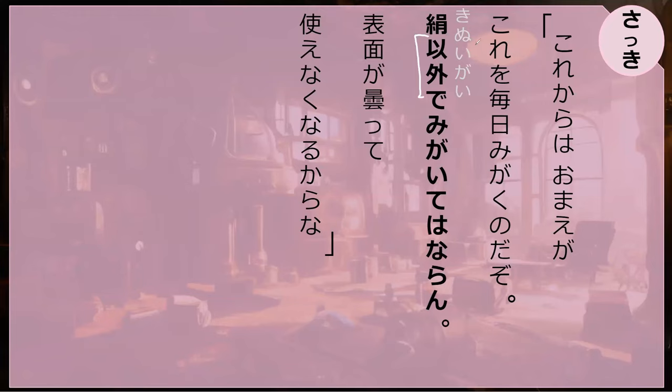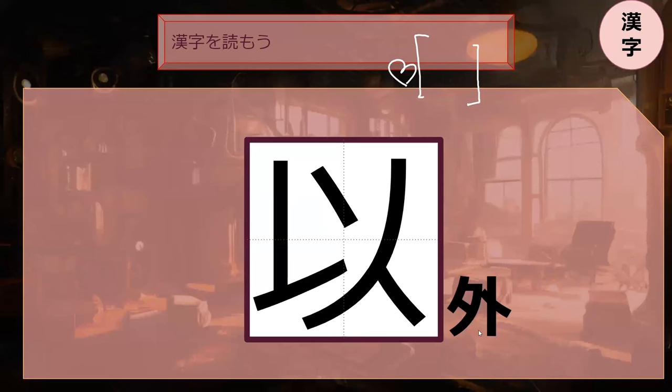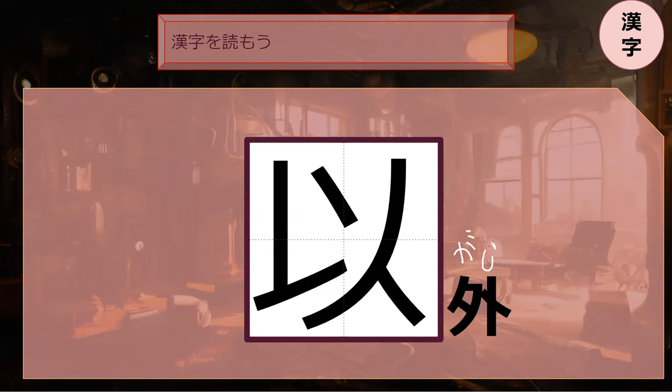Kinu igai de migaite wa naran. Perfect. What is this igai telling us? Outside of, anything other than. Perfect. Kinu refers to a silk cloth. Other than silk cloth, it will not be polished.